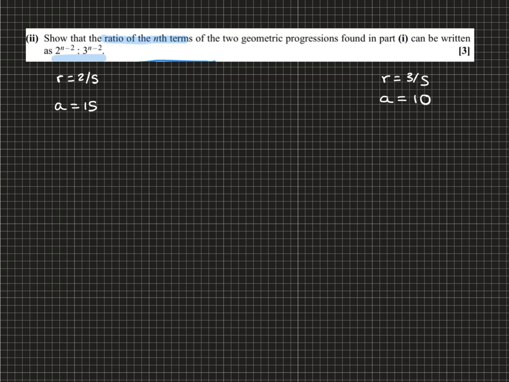So we need to find the nth terms of these two separate geometric progressions. So a_n is equal to a r to the n minus 1 for the nth term.